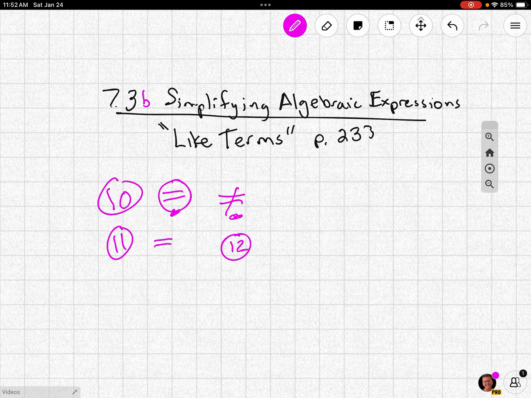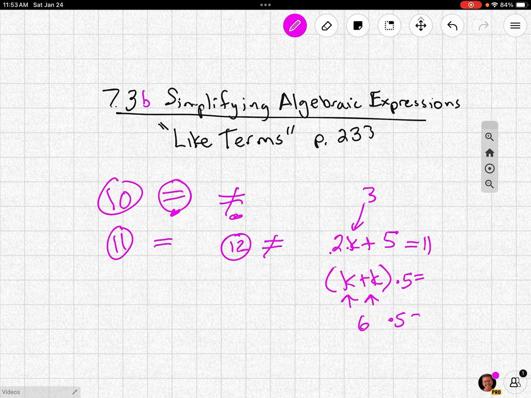Number 12 says 2k plus 5 is equal to k plus k times 5. Wait a minute. K plus k times 5? No, it should be k plus k plus 5, not times 5. So that is not equivalent to each other. And you could figure that out by just plugging a number in. Let's try that so you can see what I'm talking about. 2k plus 5. Let's say k is equal to 3. Well, that's 2 times 3, which is 6. 6 plus 5 equals 11. And then the second one they gave you was k plus k times 5. If we plug a 3 into here, we get 6. 6 times 5 is equal to 30. 30 and 11 are not the same thing. So those cannot be equivalent to each other.